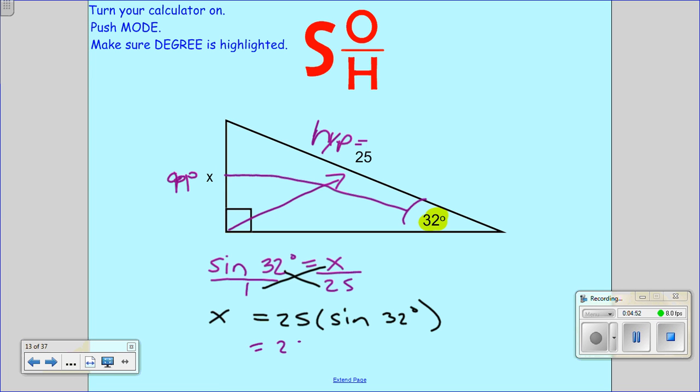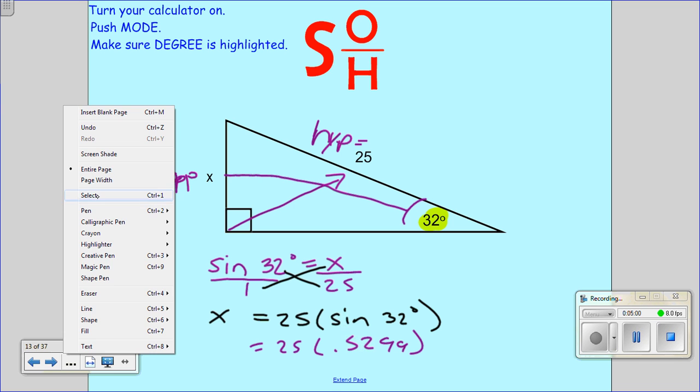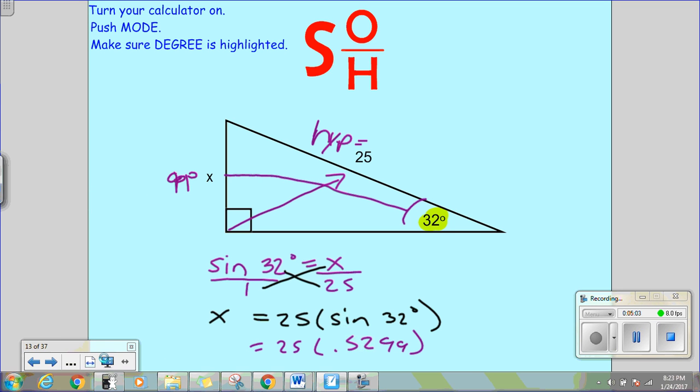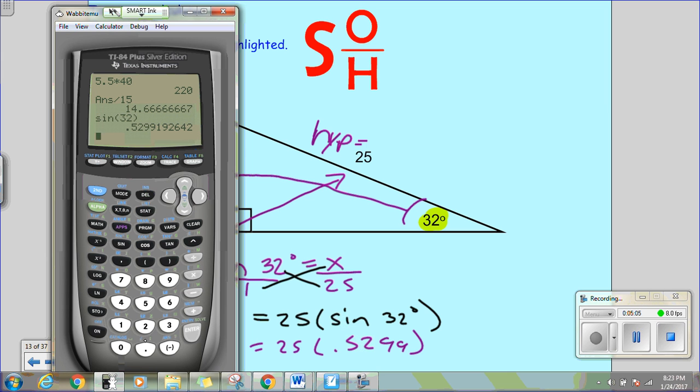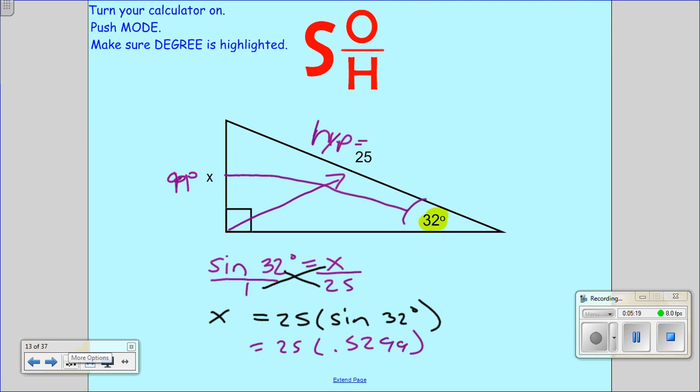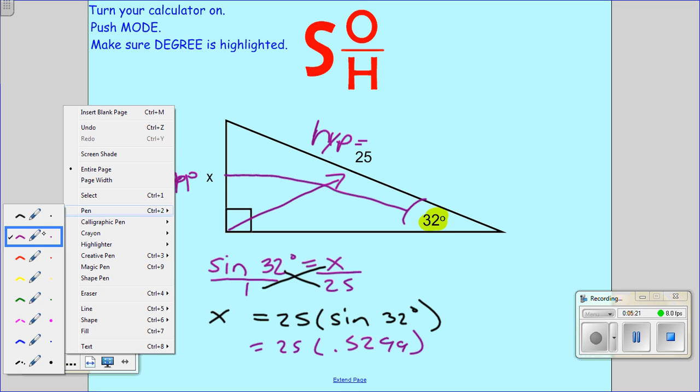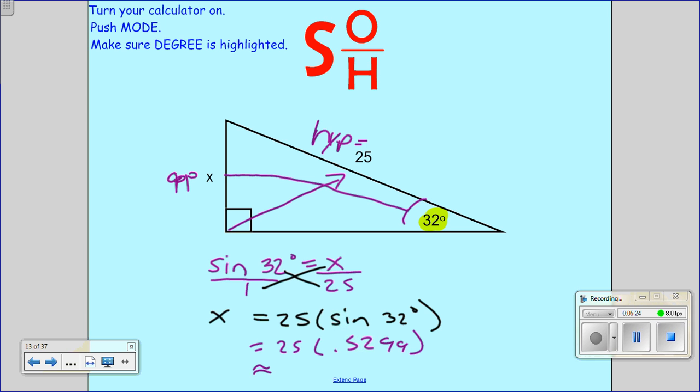So it's 25 times 0.5299. And now I'm going to take that answer and multiply it with 25. So now times 25. And that gives me about 13.25 if I'm rounding to the hundredths. So x is about 13.25.